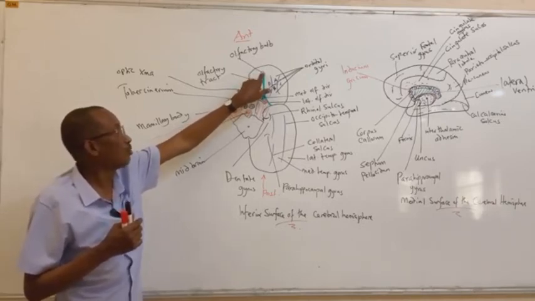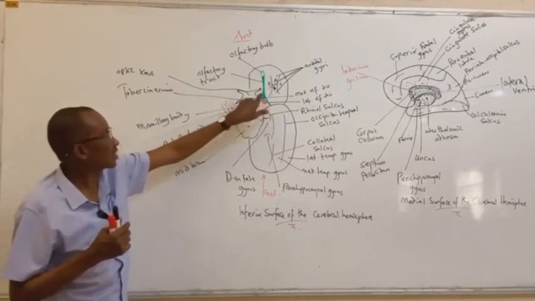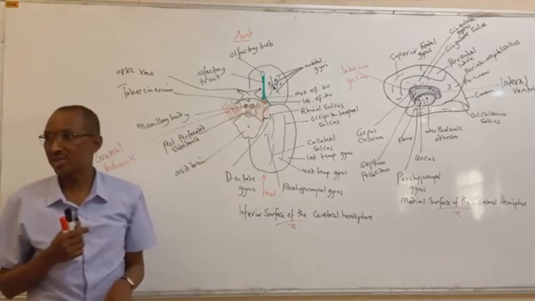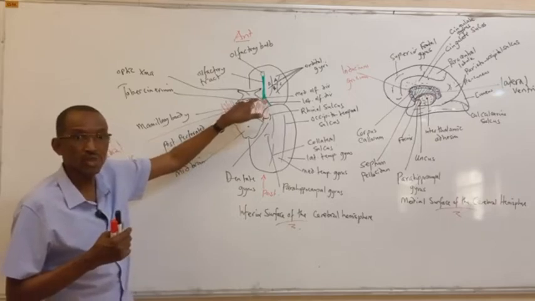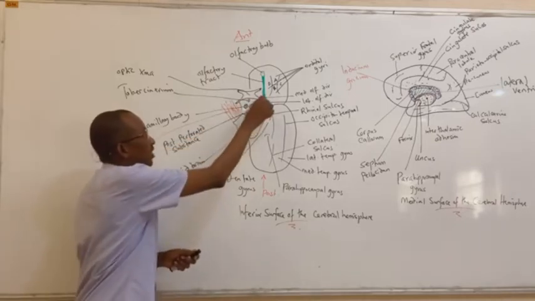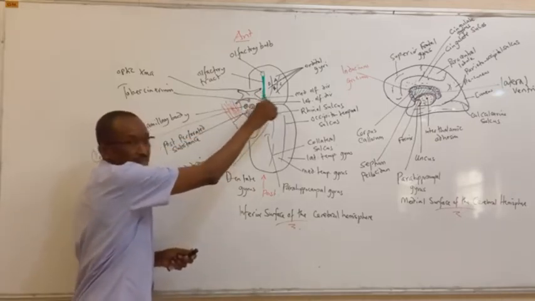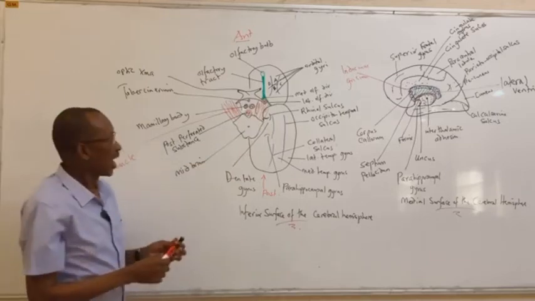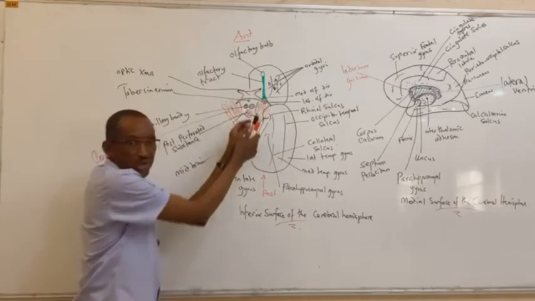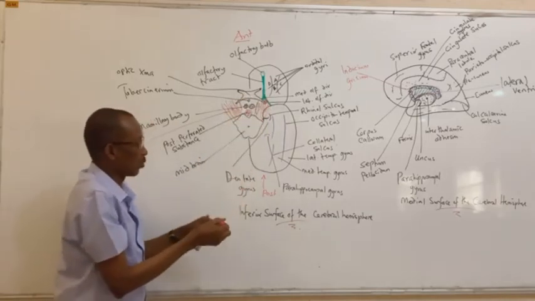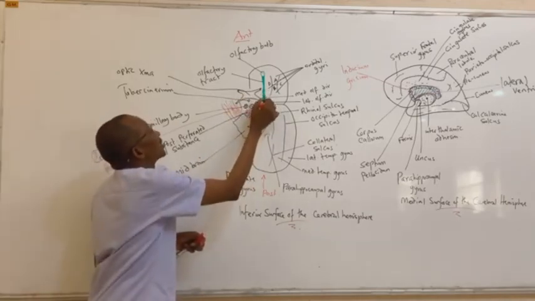And this bulb continues backward as the olfactory tract. And this olfactory tract divides into two stems, what we call the medial stem and the lateral stem. And the medial stem and the lateral stem enclose a space, which is a triangular space here.